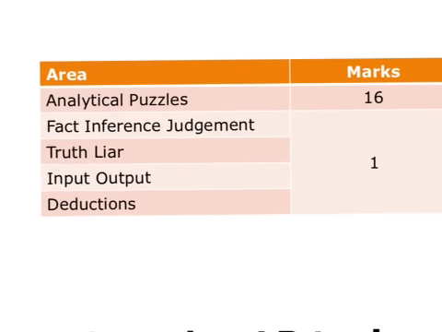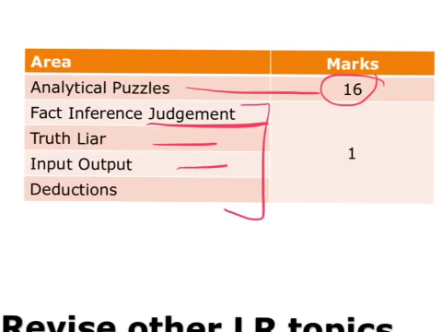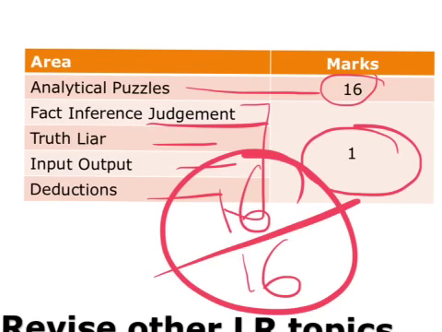Alright, if you're asking me for the syllabus of CAT exam, analytical puzzles, 16 questions. That's the only thing which is coming in CAT. Apart from that, facts, info, judgment, truth, liar, input, output, deductions, all these topics combined can come from maybe one question. Fine. So out of all 16 questions, I won't be surprised if all of them are logical puzzles. So logical puzzle is the most important part.